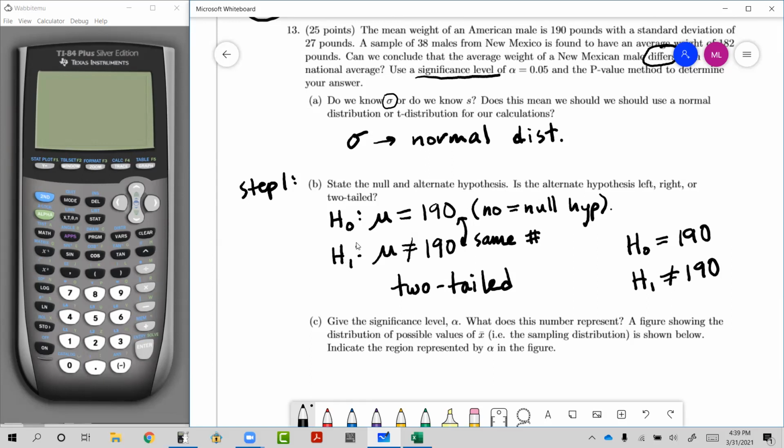So this needs to be a colon. This needs to be a complete mathematical statement. Mu equals some number. So the average weight is equal to 190 versus the average weight is not equal to 190. So just keep that in mind. This notation is bad notation, and I will mark off points for this. It's mu that's equal to 190 or not equal to 190, not H0 and H1. So just keep that in mind.